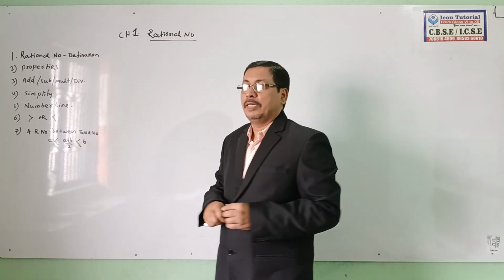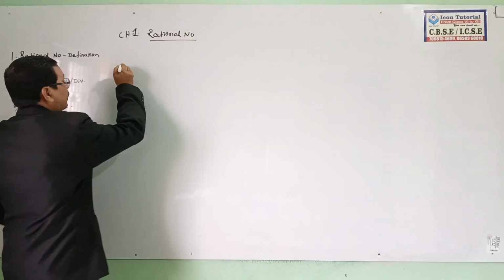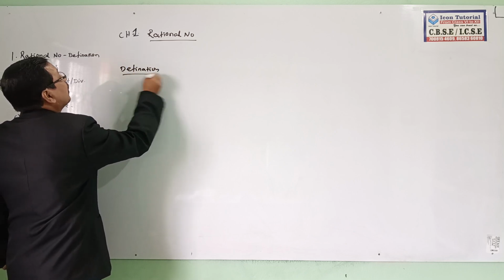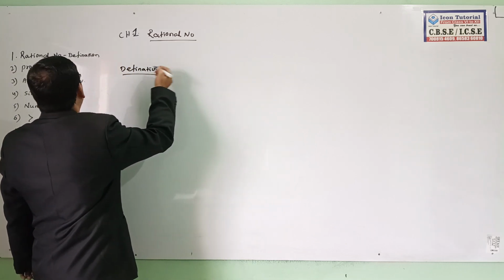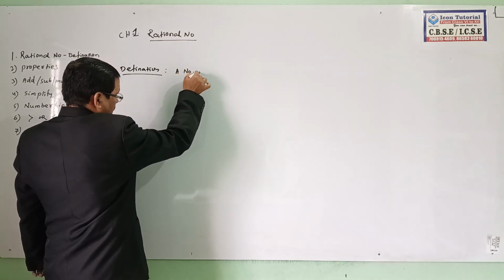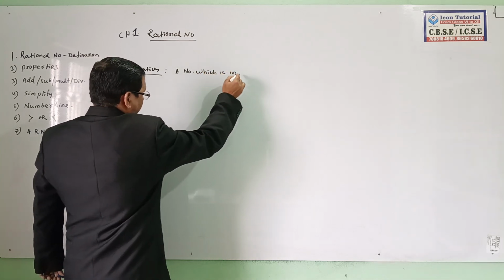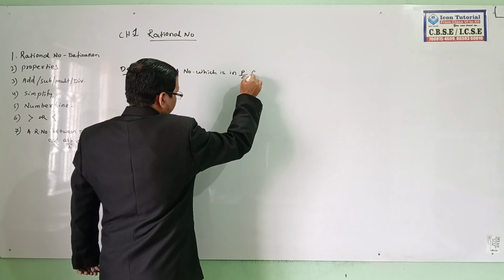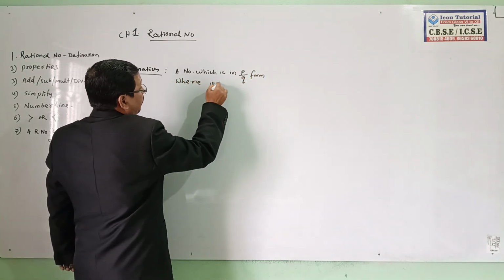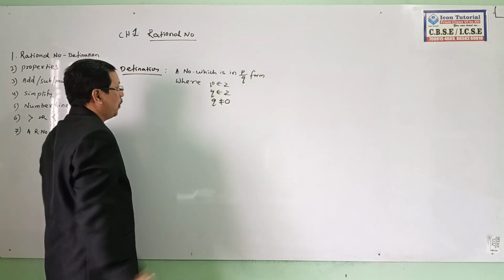What is a rational number? A rational number is a number of the form p by q. This is the definition: a number in p by q form, where p belongs to Z, q belongs to Z, and q is not equal to 0.